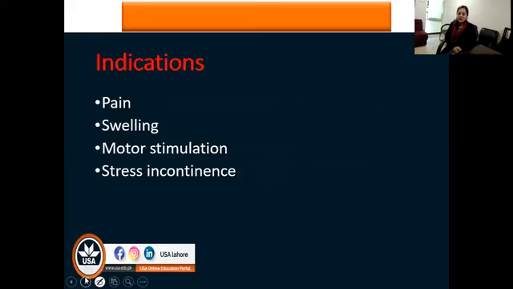So if we summarize the indications, we said that we may use it in pain, we may use it in swelling, we may use it in motor stimulation, and even in stress incontinence by pelvic floor muscle strengthening.